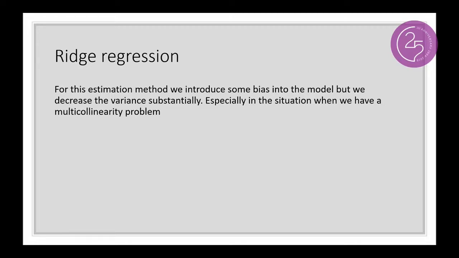So for this estimation method, we introduce some bias into the model, but we decrease the variance substantially, especially in the situation where we have a multicollinearity problem. If we don't have a multicollinearity problem, it is quite pointless to introduce this bias. Then it's better to stick with an unbiased estimator. So, if I should just discuss my contribution in this area then.